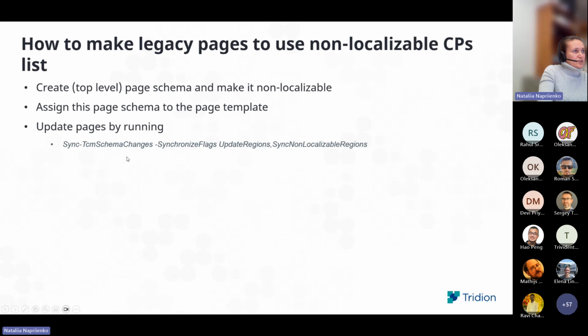For that, you just need to create a top-level page schema, which can be just an artificial page schema, and make it non-localizable. Then you can assign that page schema to the page template and run the script that will update all your parent pages and the local copy pages with this schema change. So the page would look the same as your legacy page, but the top-level region will be non-localizable. With that, you can easily control adding and removing components on the parent, and those changes will be propagated to all your local copies.